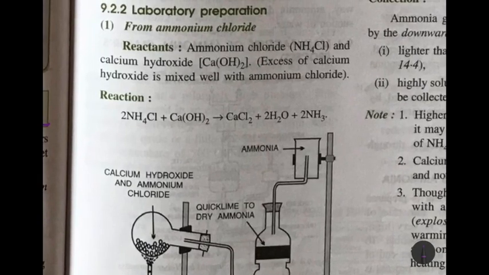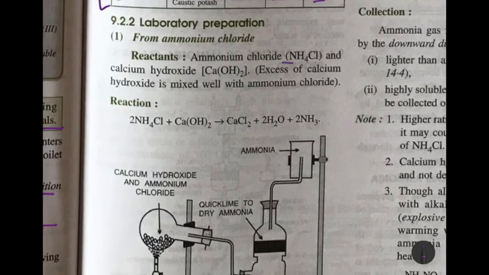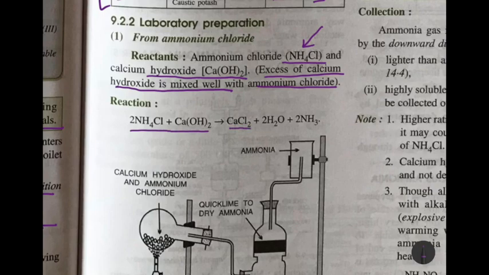Now in the laboratory, the reactants used are ammonium chloride and calcium hydroxide. Now in this case, you know ammonium chloride sublimes on heating, so we need to be very careful. So an excess of calcium hydroxide is mixed with ammonium chloride so that ammonium chloride does not sublime. It is covered with lots and lots of calcium hydroxide. So this is the reaction. Ammonium chloride plus calcium hydroxide gives calcium chloride, water and ammonia.